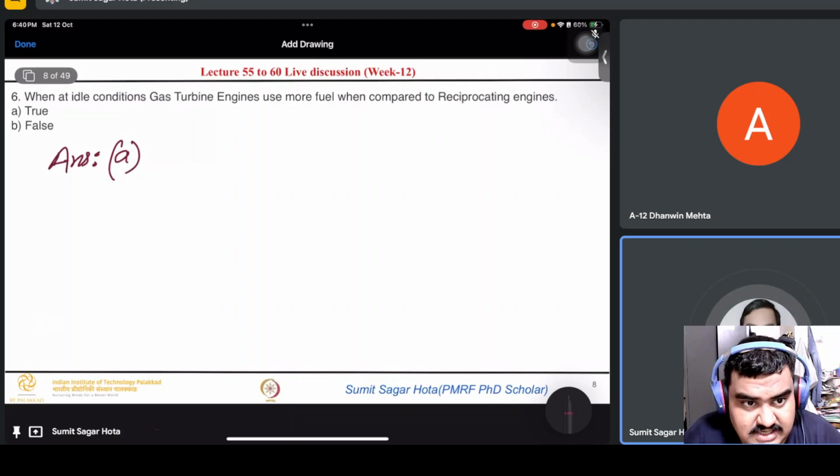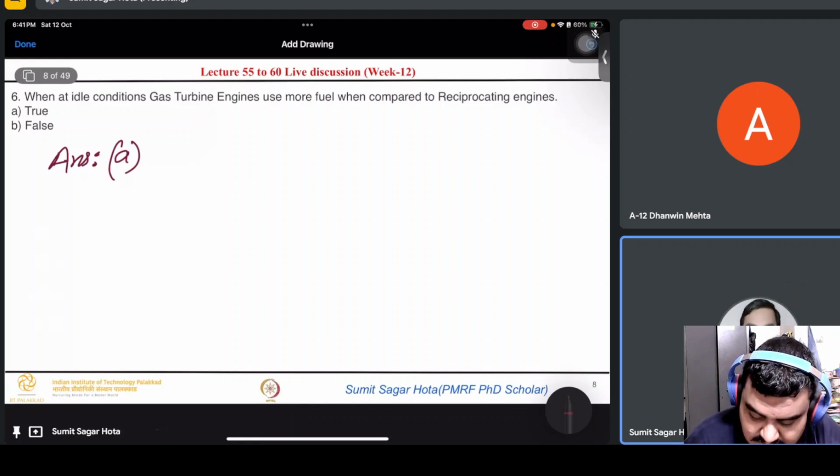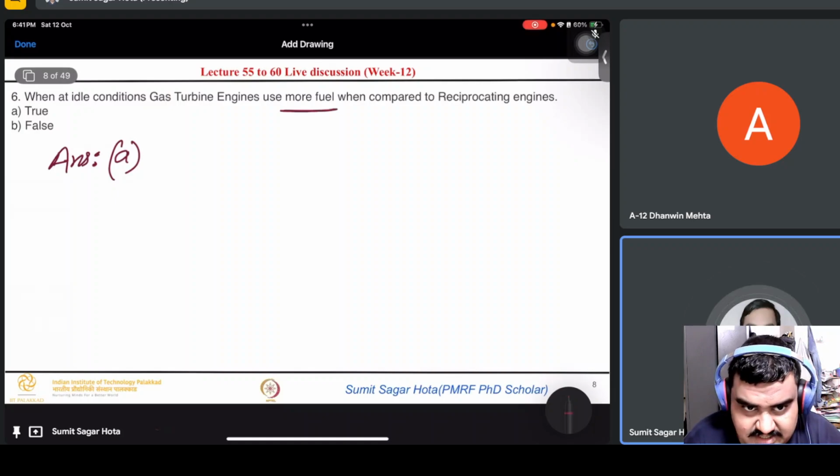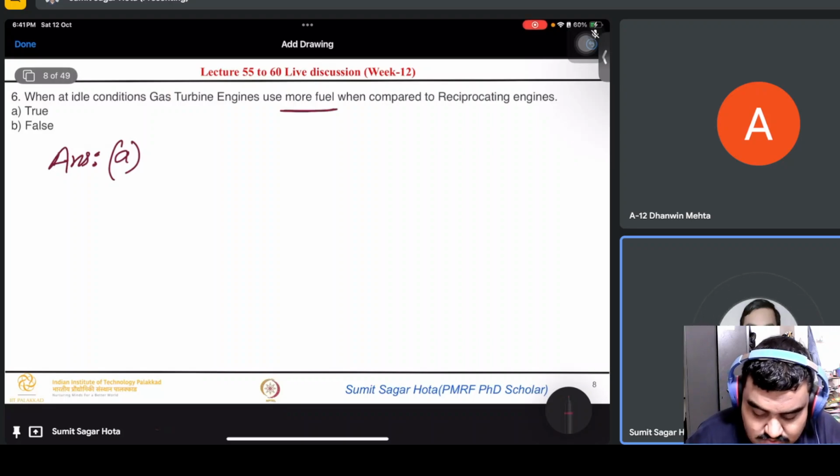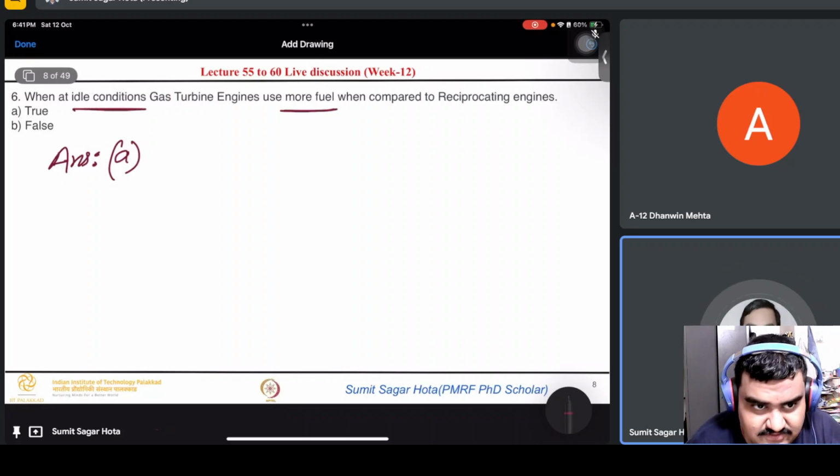So the answer is A. In idle condition, the gas turbine engine uses more fuel compared to a reciprocating engine. But the problem here is that it is not dealing with the fuel inside the engine; rather, they are talking about requiring more fuel. When they talk about fuel, then obviously the gas turbine is less efficient. Efficiency comes into existence, and because of efficiency the gas turbine requires more fuel. The idle condition is only written for confusing.